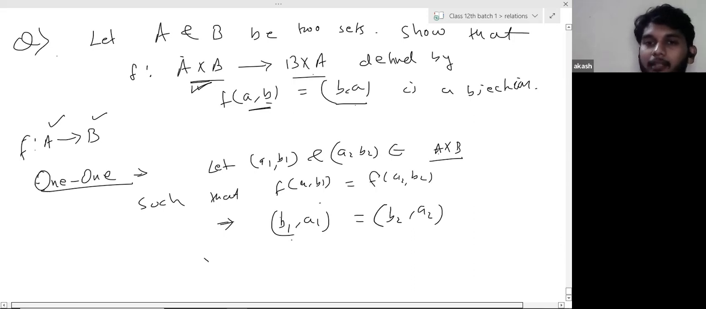Till now everything is clear or not? Anyone has any doubts? All right, no doubts. When are two ordered pairs equal? We can say the corresponding elements are equal. So we can say b1 equals b2 and a1 equals a2. Any doubts on this?